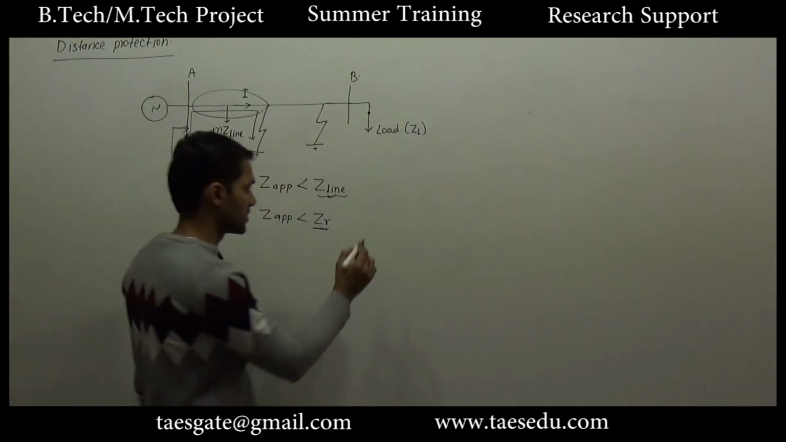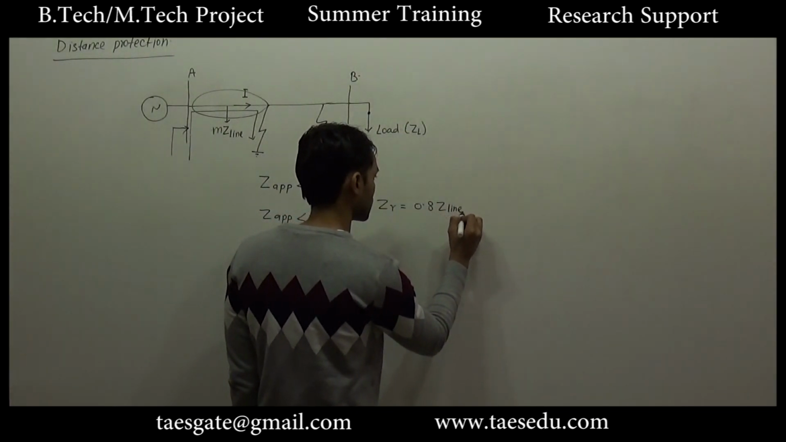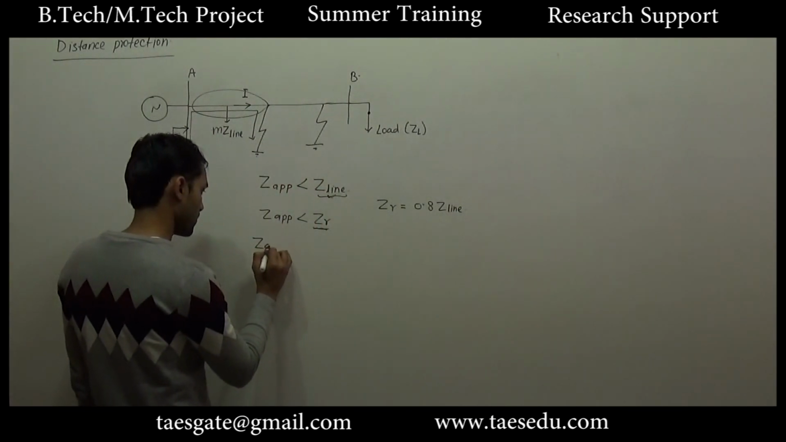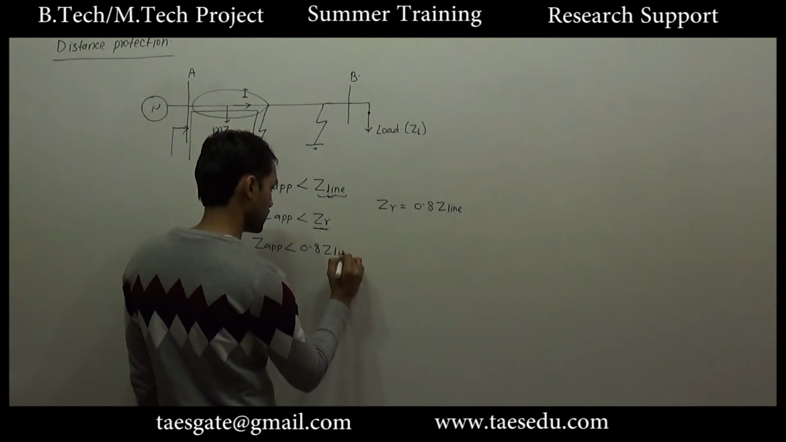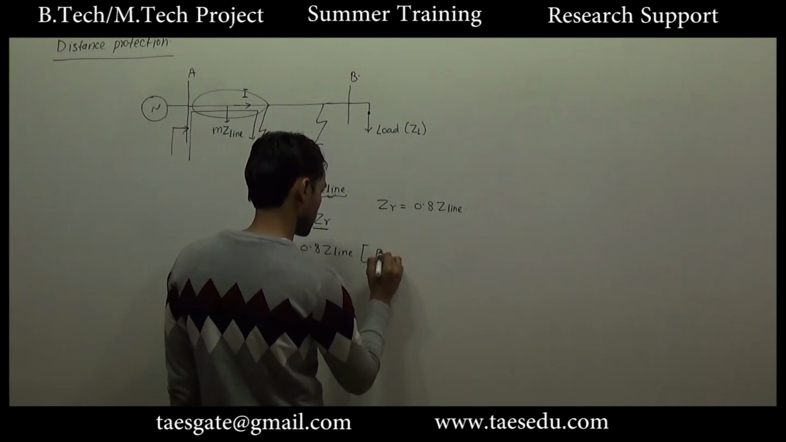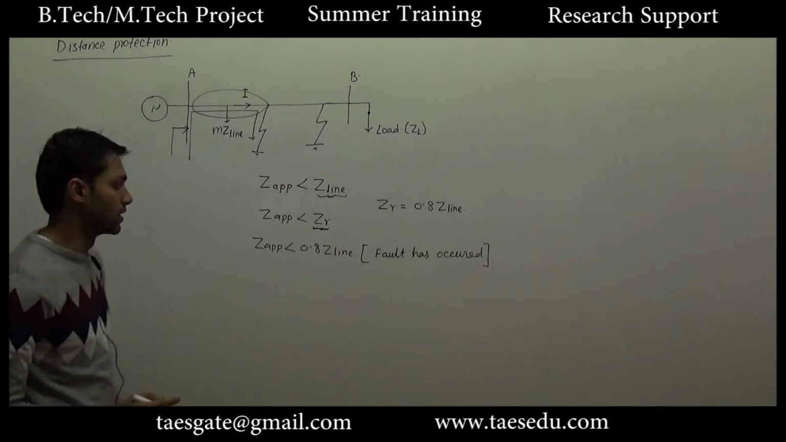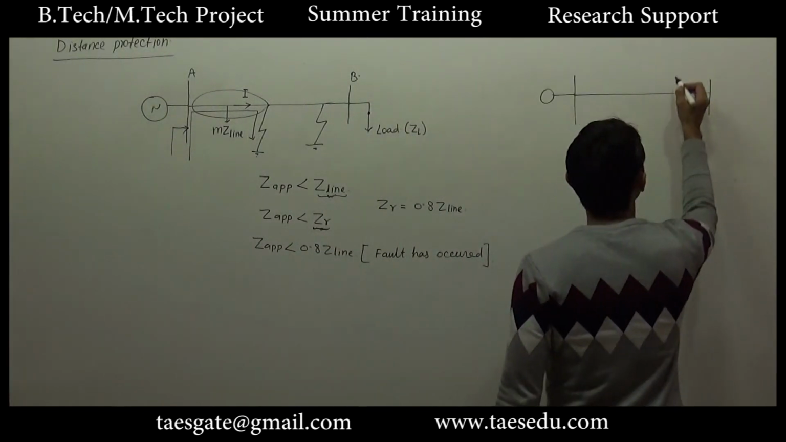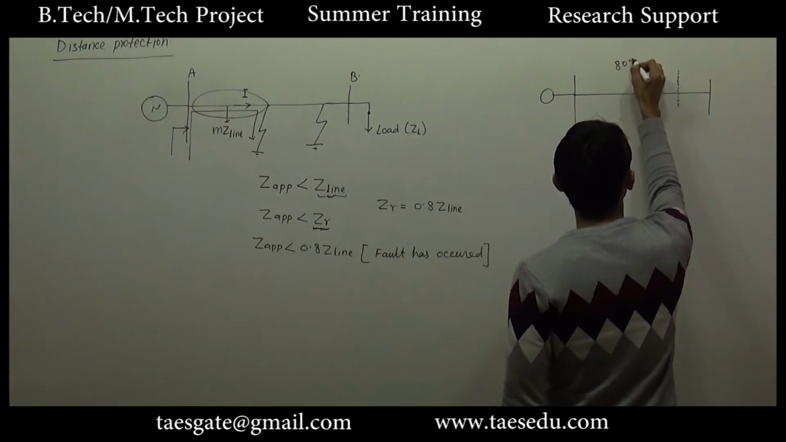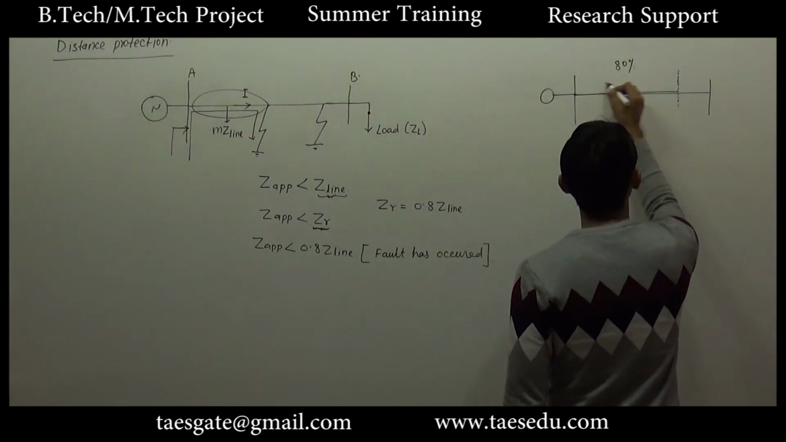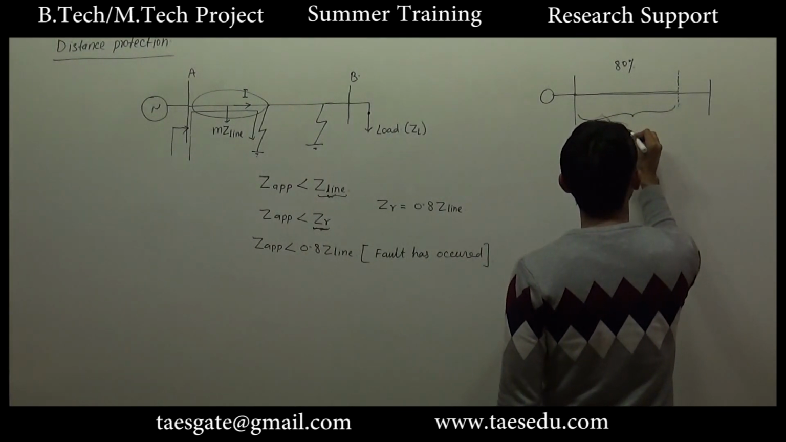This reference impedance may be less than the total line impedance. Let's say if ZR is 0.8 of the line impedance, it means if the apparent impedance is less than 0.8 of the line impedance, we will say that a fault has occurred. So the reference impedance can be chosen independently. Let's say this length represents 80% of the line. So up to here we will have this total impedance. This will be 0.8 of ZL.